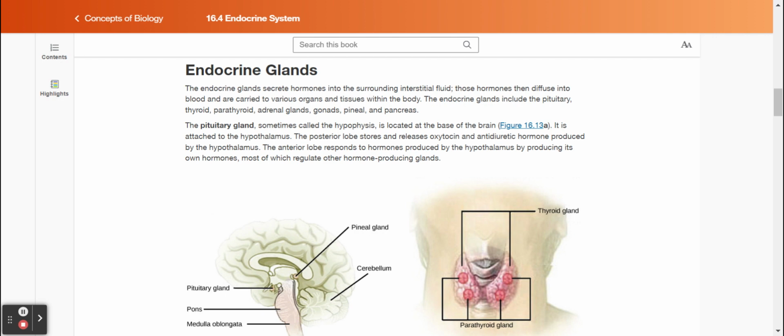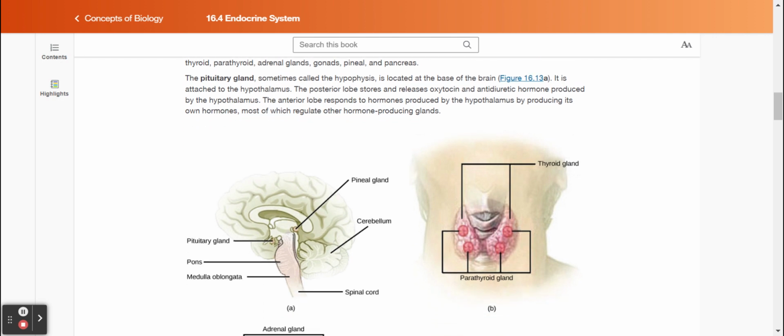The pituitary gland, sometimes called the hypophysis, is located at the base of the brain. It is attached to the hypothalamus. The posterior lobe stores and releases oxytocin and antidiuretic hormone produced by the hypothalamus. The anterior lobe responds to hormones produced by the hypothalamus by producing its own hormones, most of which regulate other hormone-producing glands.